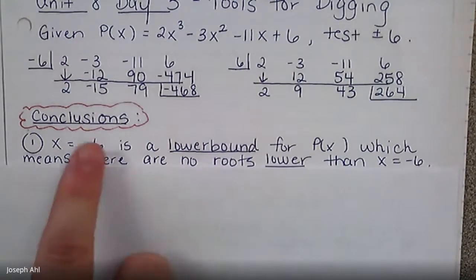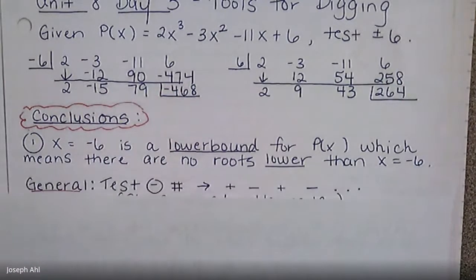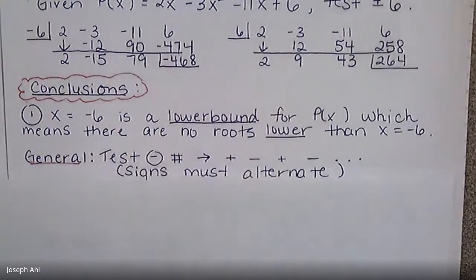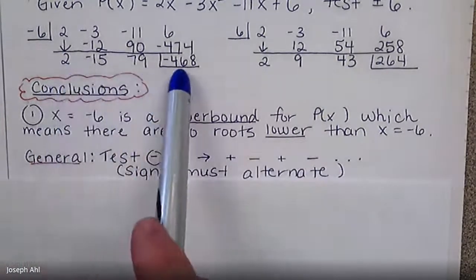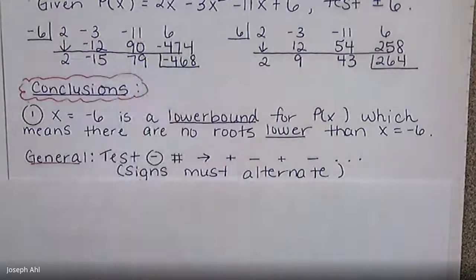Well, how do I know that this is a lower bound? Just by doing that synthetic division. In general, if you test a negative number and the signs alternate, going from positive to negative, positive to negative, that is indicative of a lower bound. Look at the signs in our synthetic division: positive, negative, positive, negative. They alternate down the line, however many signs you have. So don't test negative 7 or any other integer, fraction, or rational value less than negative 6.